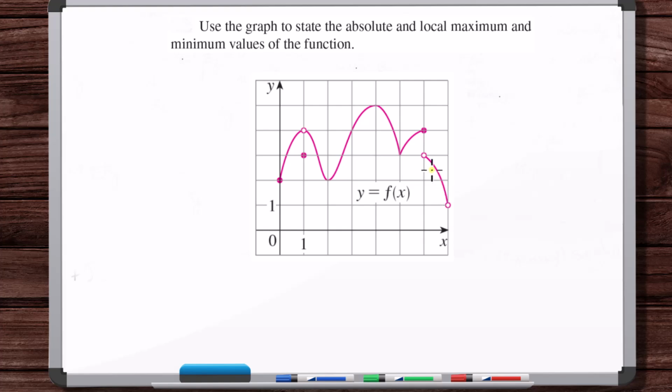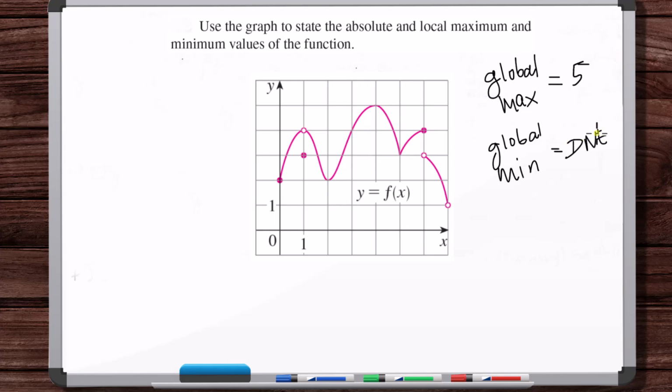The best you could do is say the limit. What is the limit as x approaches, this is 1, 2, 3, 4, 5, 6. As x approaches 6 from the left is 1. That's the best you could specify. But there is no global min. Global max, here's the global max, and it's also a local max. 1, 2, 3, 4, 5. So the global max is equal to 5. The global min does not exist.